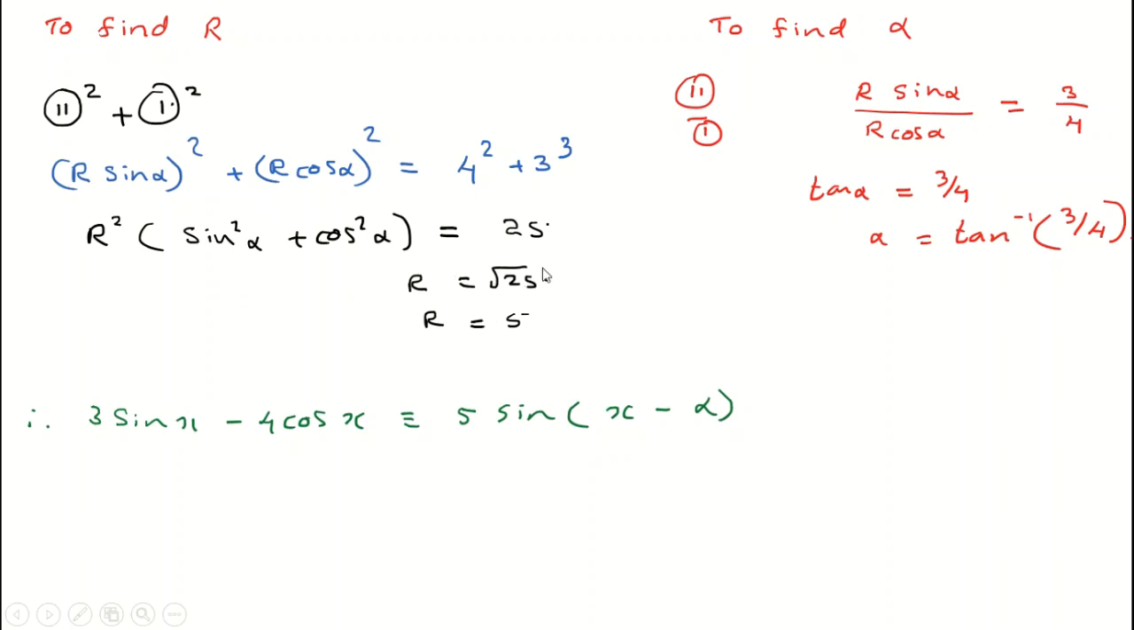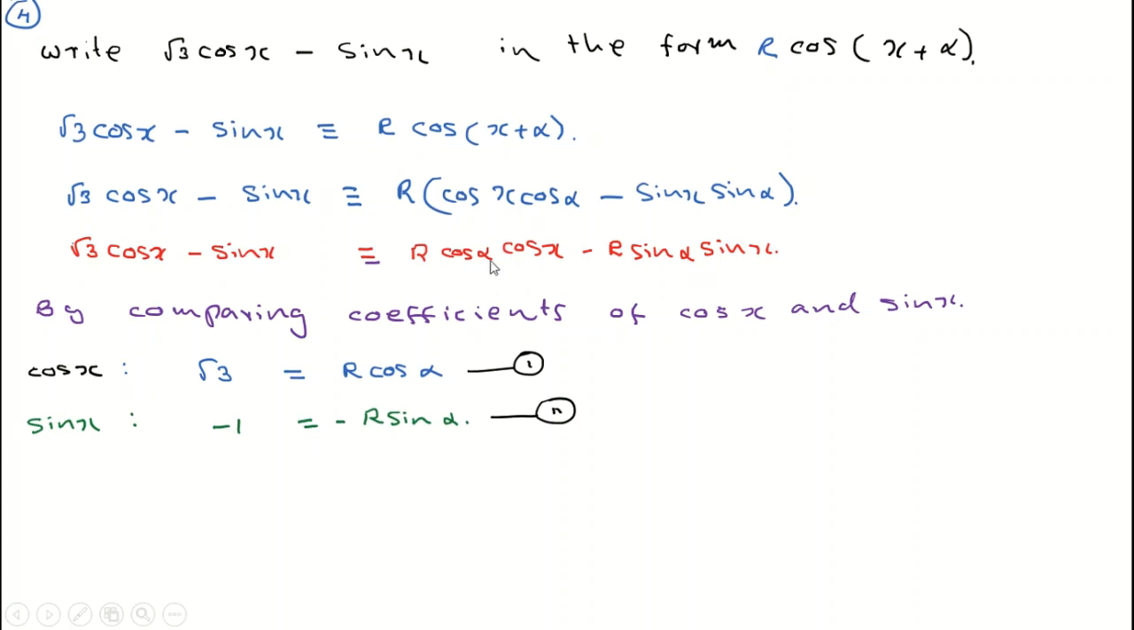Now this process I think you are quite familiar with, we did about 2 examples. Then tan alpha could be taken as r sin alpha divided by r cos alpha is equal to 4 over 3, right. So 3 sin x minus 4 cos x is equal to 5 sin x minus alpha.